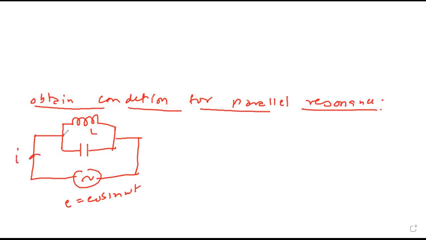Let I be the instantaneous current. At point A, current I gets divided into two parts, IL and IC.